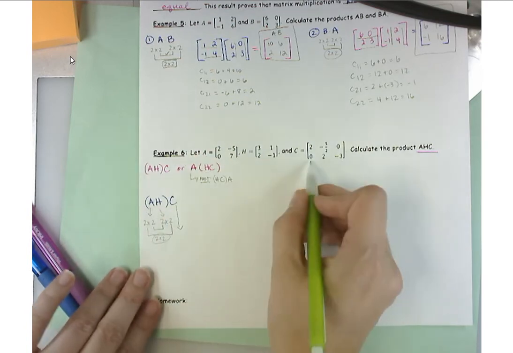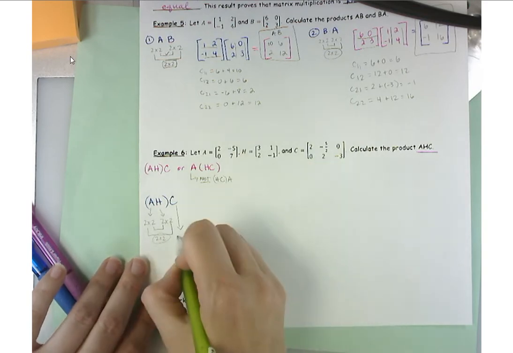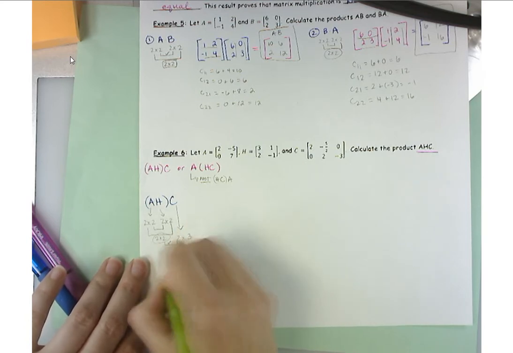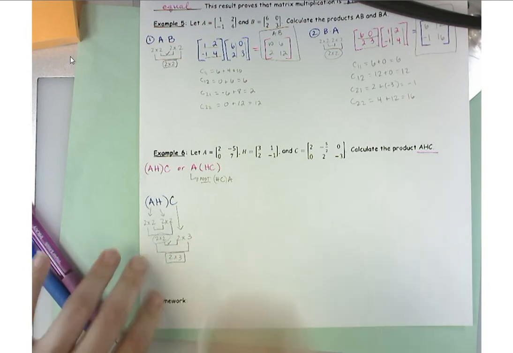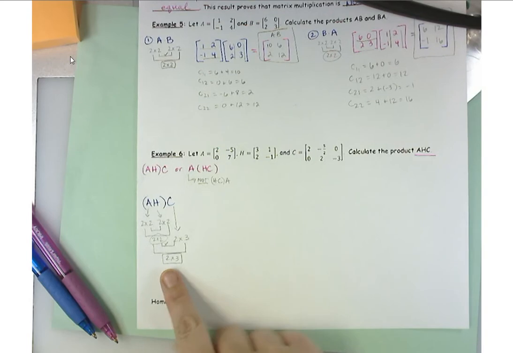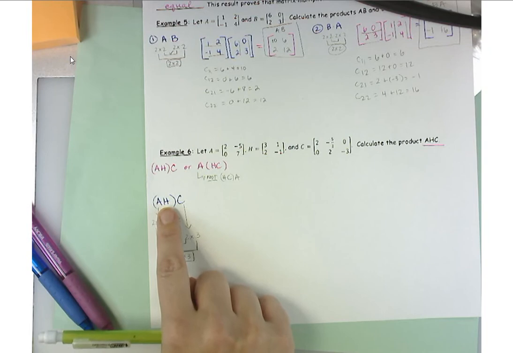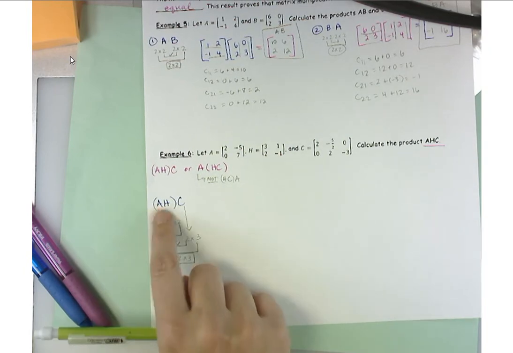So C, Ella, is what kind of matrix? What's the dimension for C? 2 by 3. So if it's a 2 by 3, the 2's are going to match up, and then your final answer is going to be a 2 by 3. And the reason why I tell you to do that first is if you're doing your homework, I don't want you to multiply A times H and then the next step get to undefined. If you can see that it's undefined right here, then that's just going to save you some steps.